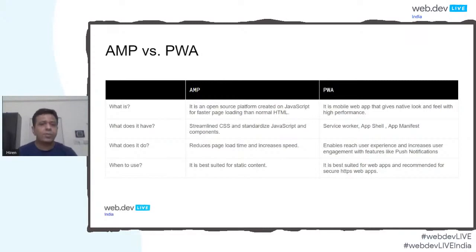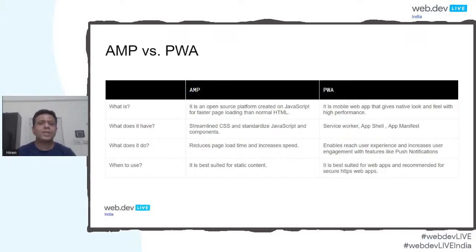And PWA is best suited for web apps, and it is recommended for secure HTTP web apps. As we know, PWA does not work without HTTPS, so HTTPS is very important for PWA. Whenever you want a secure web application, you should go for PWA. And the engagement rate for PWA is higher because it has features like push notifications. So you can interact with the user later on, even when your user has gone off from your PWA, and still engage with them through push notifications. That is where the user engagement rate is higher compared to AMP.